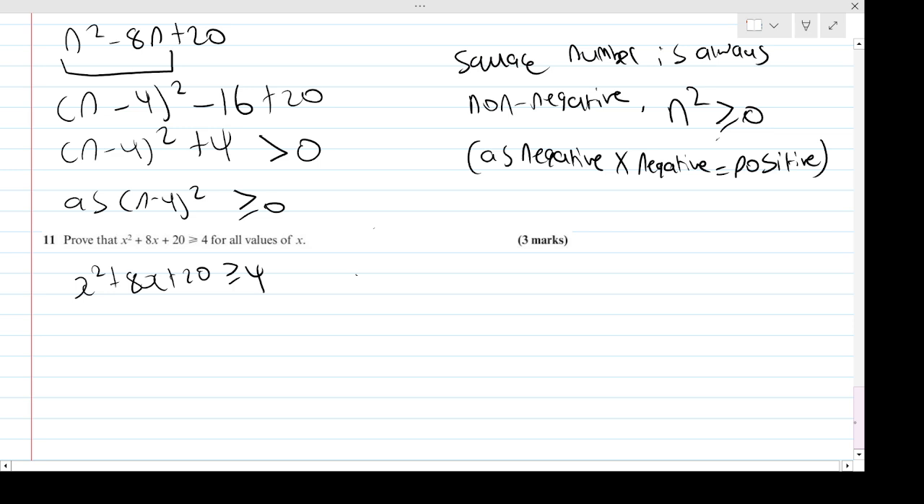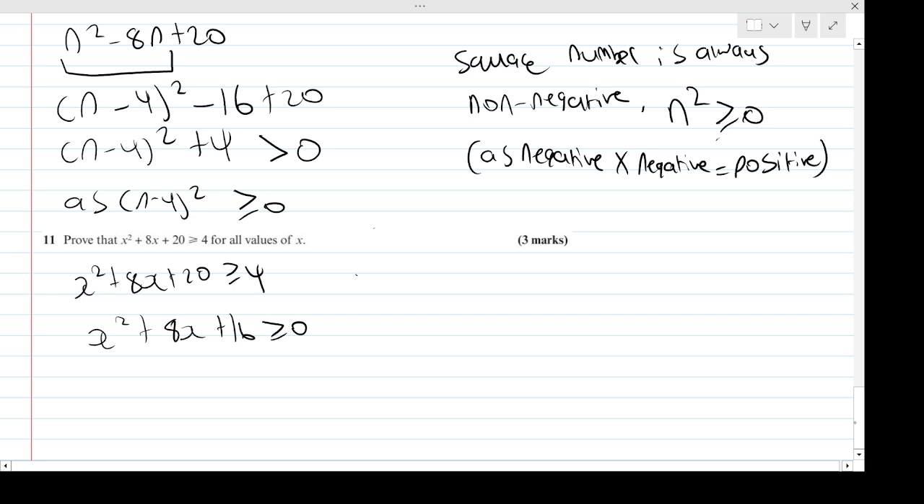But actually, what you should notice is we can subtract 4 from both sides. We'll look more at inequalities later in the next chapter, but you should remember from GCSE that we can take away a number from both sides of an inequality. So then we have x squared plus 8x plus 20, take away 4, is plus 16, and that will be greater than or equal to 0. Our objective is to prove that it's not negative, so it has to be at least 0, which is a lot easier to deal with.